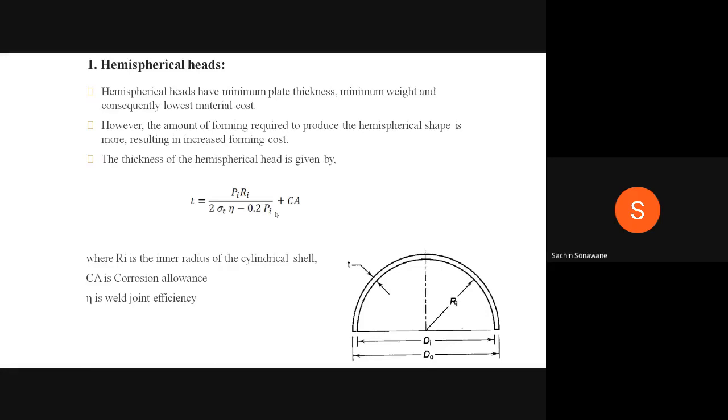Therefore, I think you have written thickness t = pi Ri divided by (2 sigma_t eta minus 0.2 pi) plus Ca. Ca is corrosion allowance. Eta means weld joint efficiency.